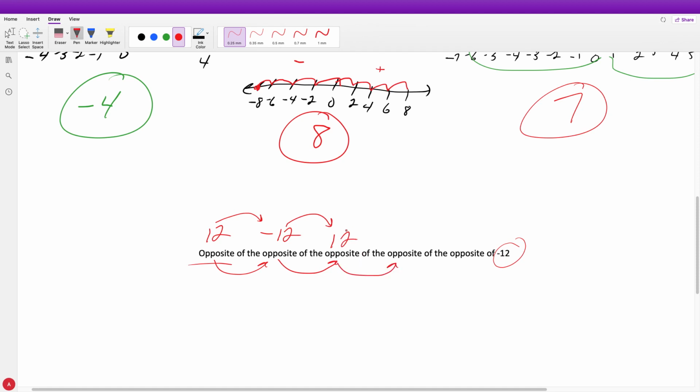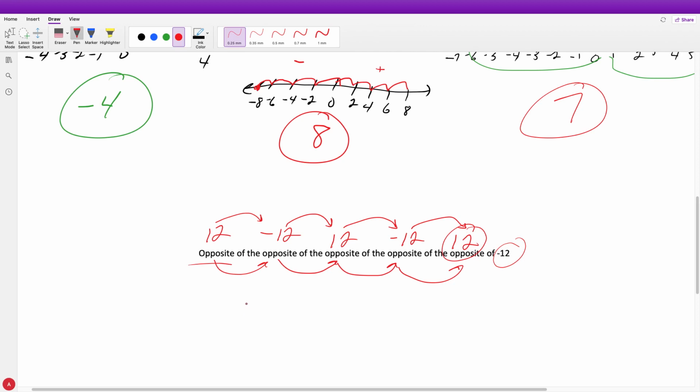When I move to another one, well, what's the opposite of +12? Well, the opposite of +12 is -12. And when I move to the final opposite, what is the opposite of -12? It is a +12.